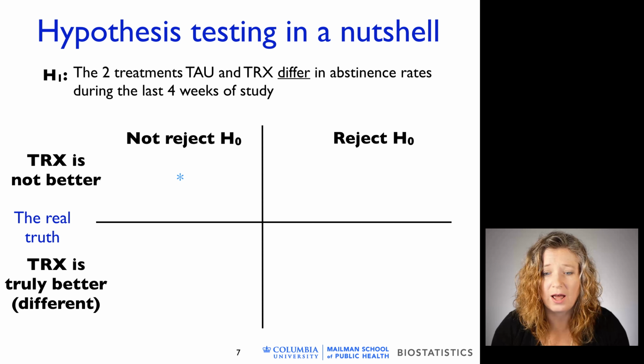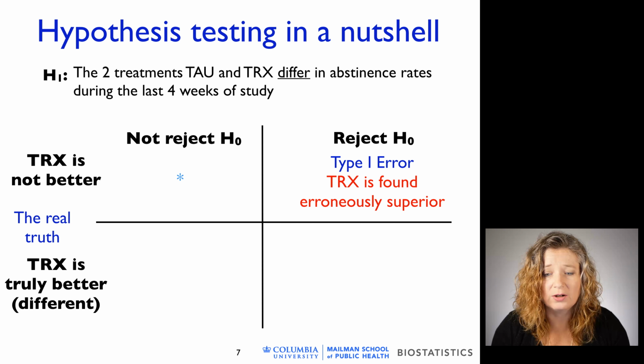What happens in the upper right quadrant? In the upper right quadrant, we have that the treatment is truly not better than TAU, but we did reject the null hypothesis. That is a wrong conclusion, and we call that type 1 error. Type 1 error is, in other words, that treatment is found erroneously superior.